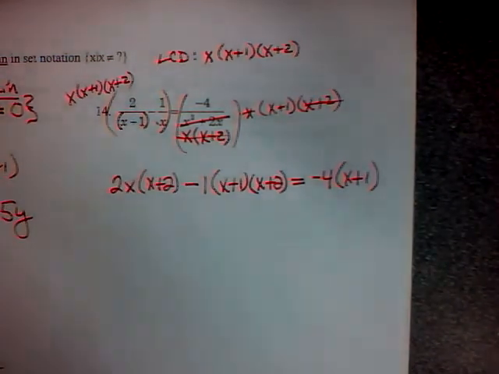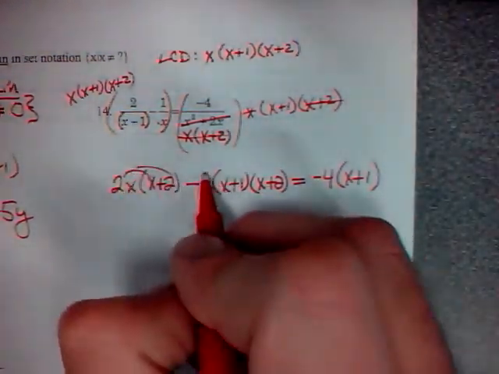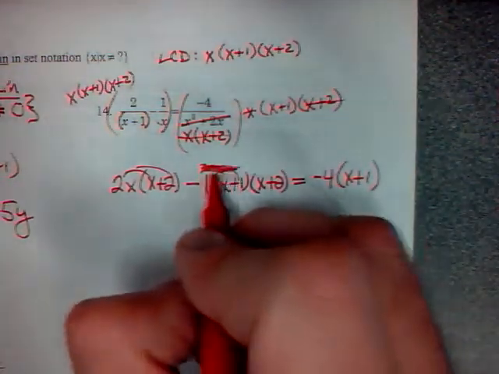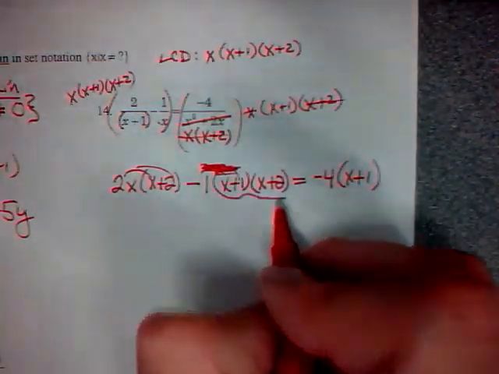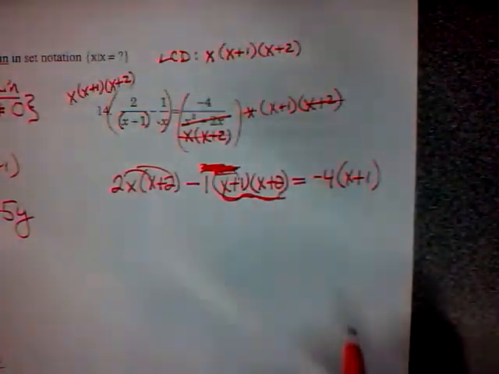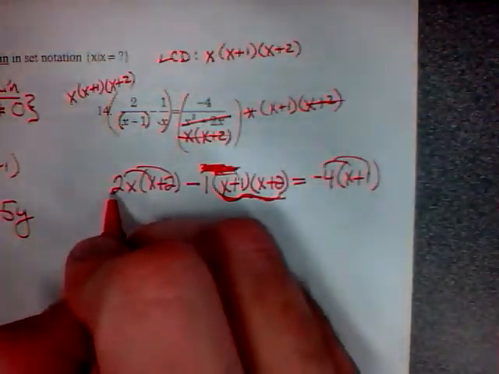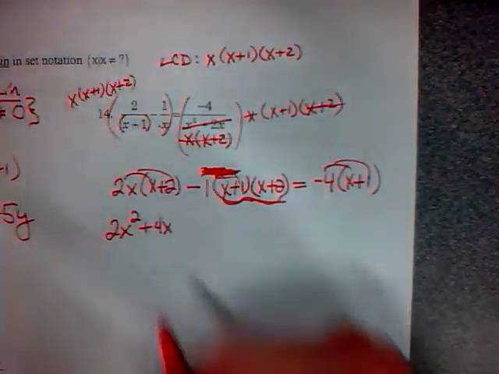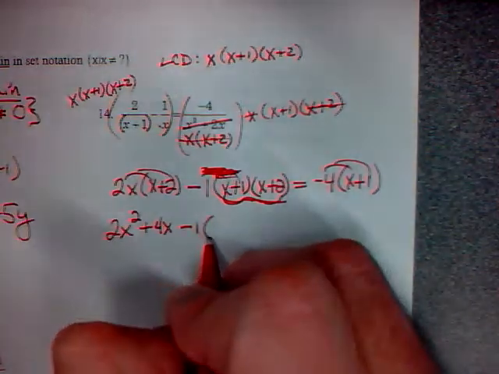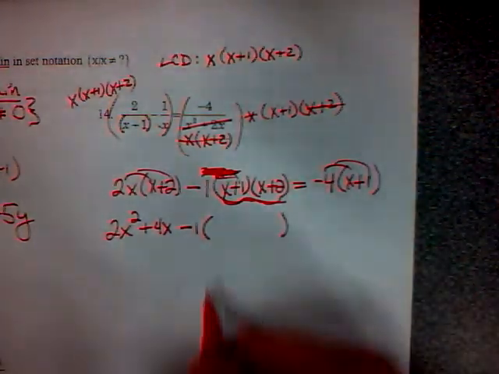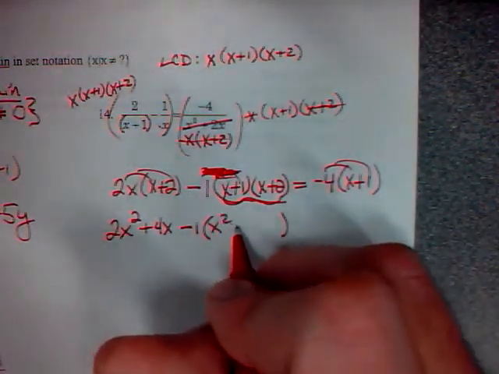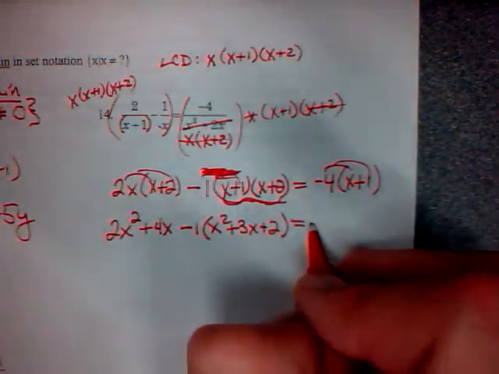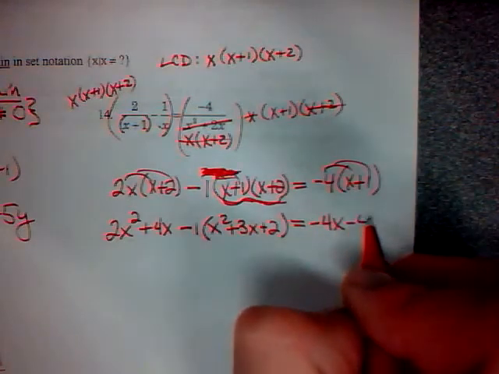And now we can just distribute and combine up our like terms. Oops. Here we probably don't want to distribute that until the end. Let's hold off. Let's FOIL this out first. We'll FOIL this guy out, and then we'll distribute this. So we get 2x squared plus 4x. And I'm going to leave this negative 1 here, and I'm going to write the FOILed expression here. So that's x squared plus 3x plus 2. Equals, distribute this, you get negative 4x minus 4.